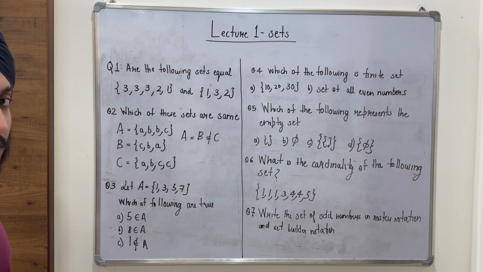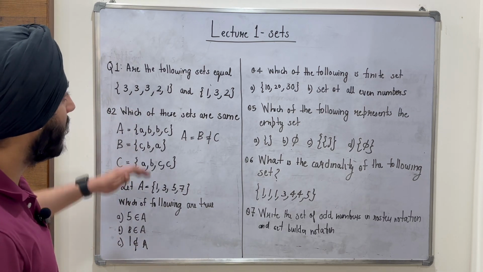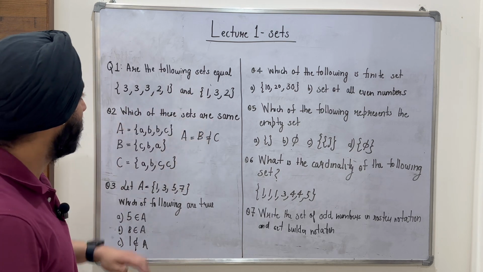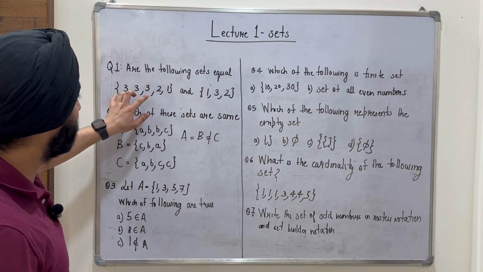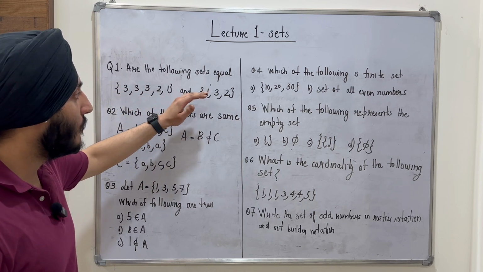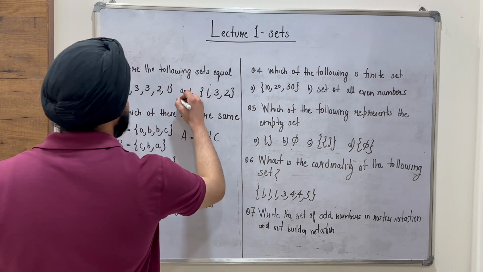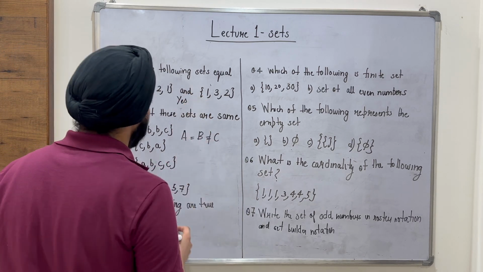Okay, I hope you guys have solved all these questions. Now, let's start with the first question. It says, are the following sets equal or not? We have two sets, one which has these elements, 3, 3, and then we have 2 and 1, and then 1, 3, 2. The answer to this question would simply be yes, they're both equal.